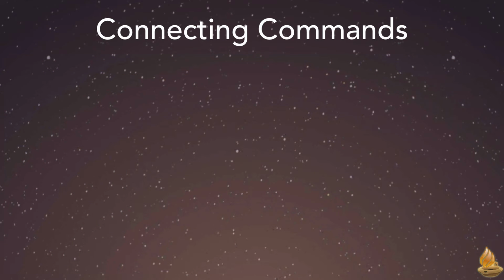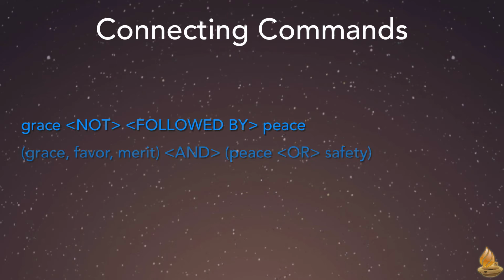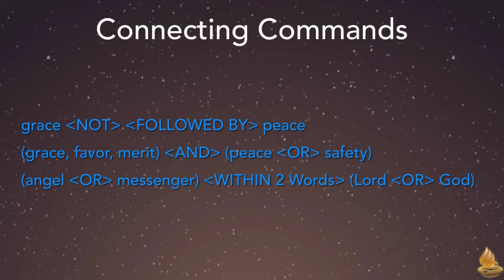Once we've mastered the language of connecting commands, we'll find it's easy to combine and mingle them with search symbols. Here are just some of the possibilities. Grace, not followed by peace, finds every verse in which the word grace appears, but the word peace does not appear after it in the rest of the verse. This one's more complicated. It finds any verse that has grace, favor, or merit, and also the word peace or safety. Finally, this one finds every verse that contains angel or messenger within 2 words of Lord or God.